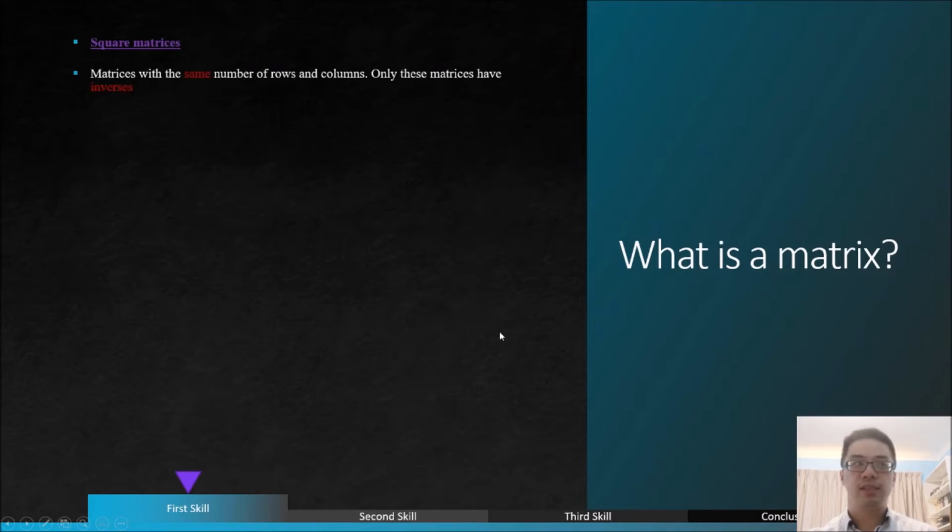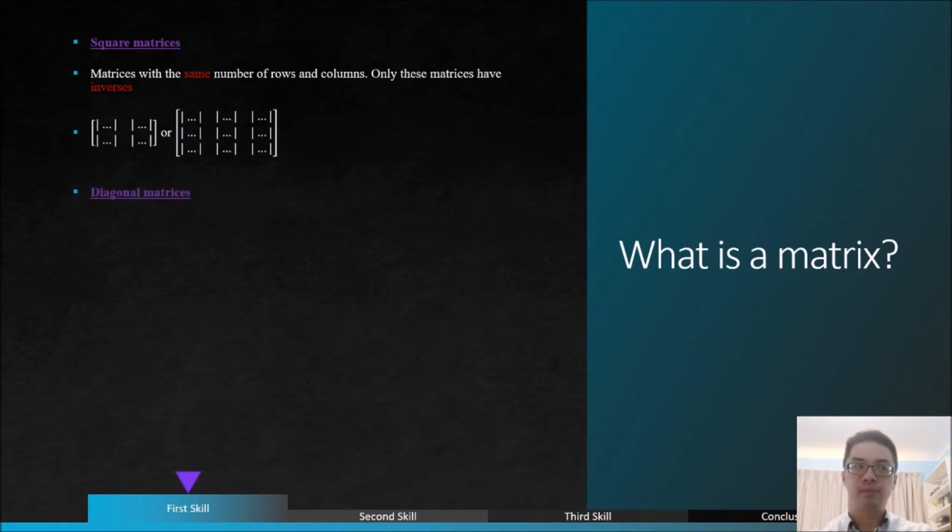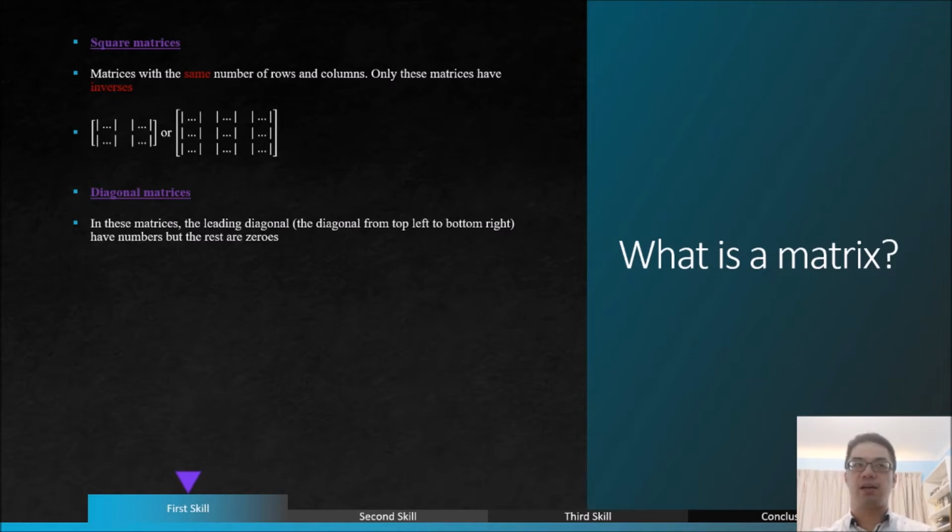We've got square matrices, so matrices with the same number of rows and columns. Only these matrices have inverses, which will be important for further on. A square matrix example will be a 2 by 2 or a 3 by 3. Then we've got diagonal matrices. In these matrices, the leading diagonal, which is the diagonal from the top left to the bottom right, has numbers, but the rest are zeros, as you can see here.